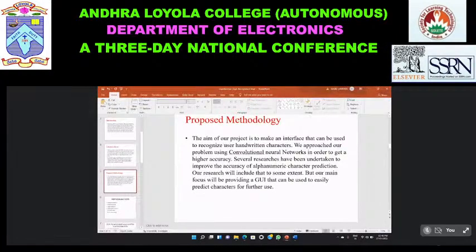The aim of our project is to make an interface that can be used to recognize user handwritten characters. We approached our problem using convolution neural networks in order to get a higher accuracy. Several researches have been undertaken to improve the accuracy of alphanumeric character prediction. Our research includes that to some extent, but our main focus will be providing a GUI that can be used to easily predict characters for further use.